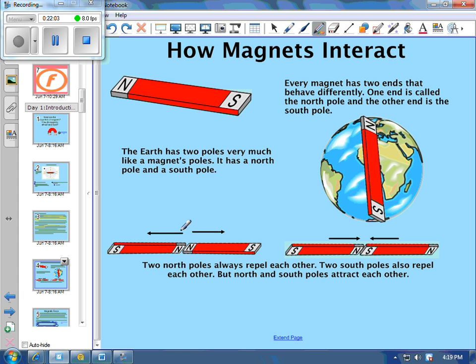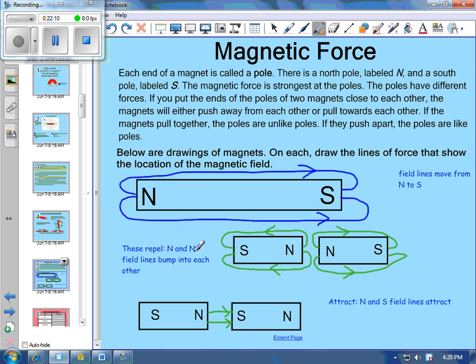So here you see two north poles repelling. Here you see a north and a south attracting. These are the notes you need to write down though. So how do magnets attract and repel? I want you to draw this bar magnet here and draw the field lines coming out from the north going into the south pole. And I want you to write this here. Field lines move from north to south.